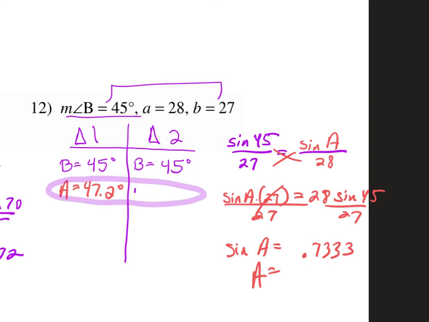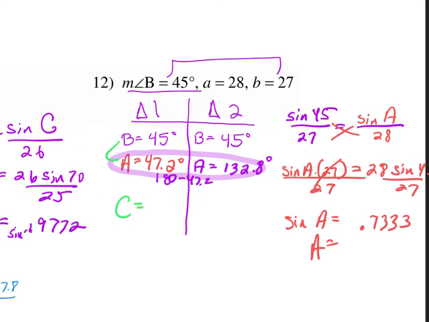So I'm going to say if there's a second triangle, it's going to be A, not B. I'm going to take the supplement, so 180 minus 47.2. I get 132.8 degrees, all right? So in this first triangle, C would be, I'm going to add these two up, 45 plus 47.2, I get 92.2. 180 minus that, so 180 minus 92.2, and I get angle C is 87.8 degrees.